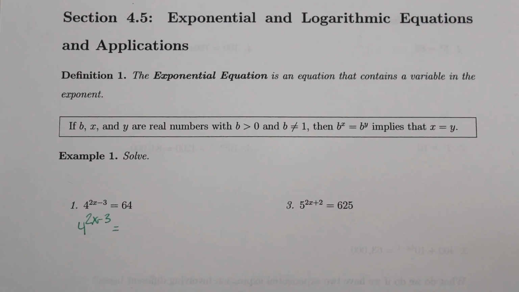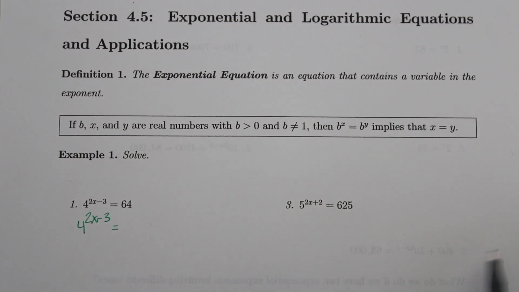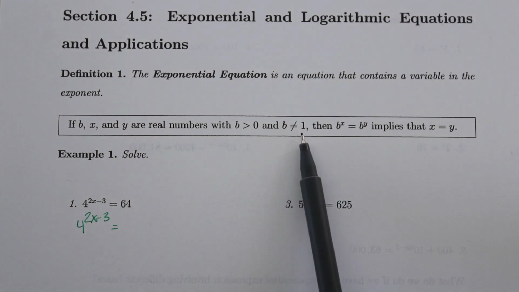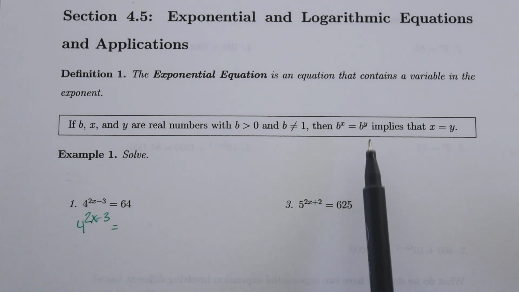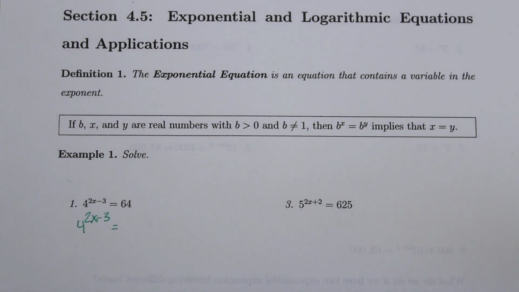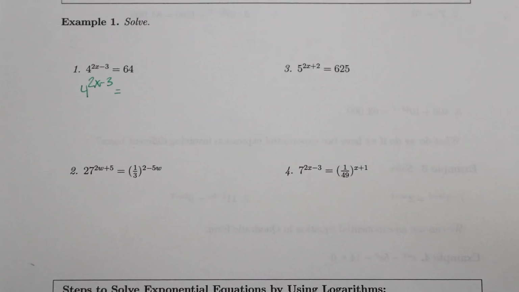Just like that sounds, it's an equation that contains an exponent, where an exponential has the variable in the exponent. Remember, we looked at those before Thanksgiving break. Just to refresh, we have that b, x, and y are real numbers with b greater than 0, b not equal to 1, then b to the x equal to b to the y implies that x is equal to y. Remember, the b's are the same, so of course x has to equal y. Let's look at a couple of examples.